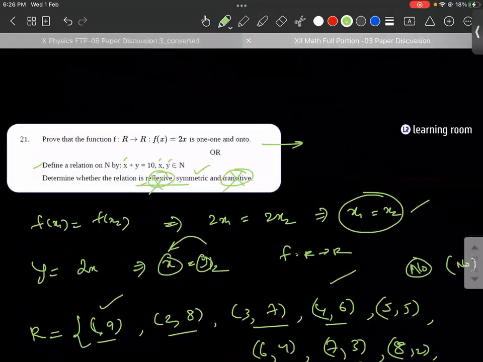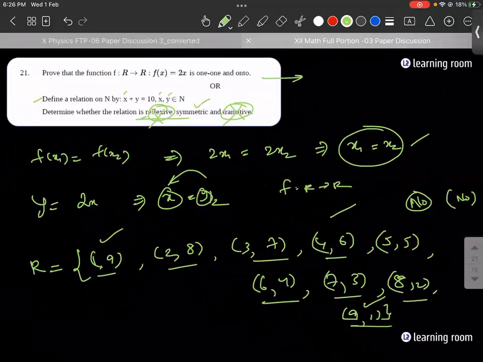Sir, if 5, 5 does not exist, then it is reflexive? It is not reflexive. For it to be reflexive, you need to have the set of all elements: 1, 1, 2, 2, 3, 3, 4, 4, 5, 5, everything should be there. Even if one of them is missing, you cannot have it. Yes.